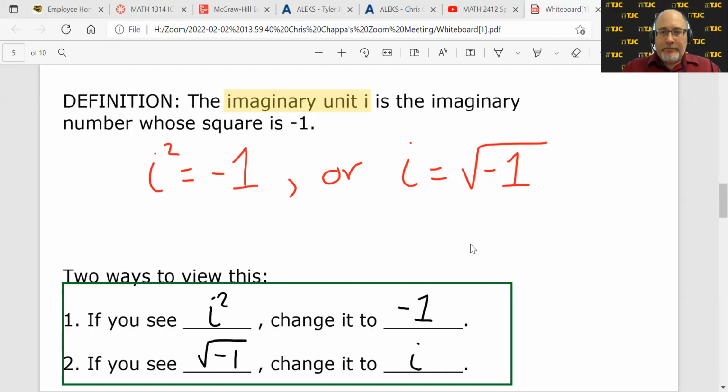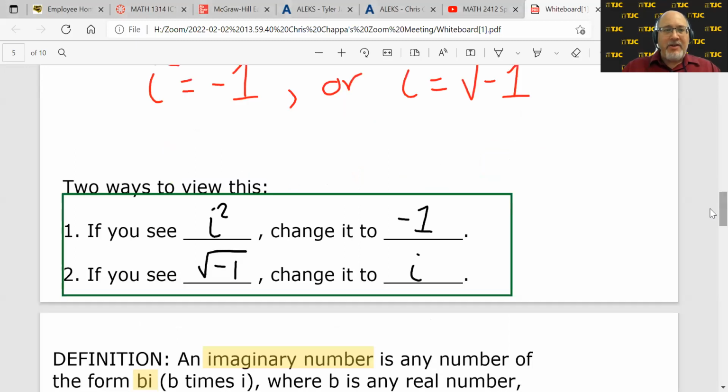One second. Had a minor panic attack there. I just wanted to make sure in the previous video I did say the things I wanted to say. Here's the whiteboard from the previous video. If you see i squared, change it to -1. That is what I said. I also said if you see the square root of -1, change it to i.